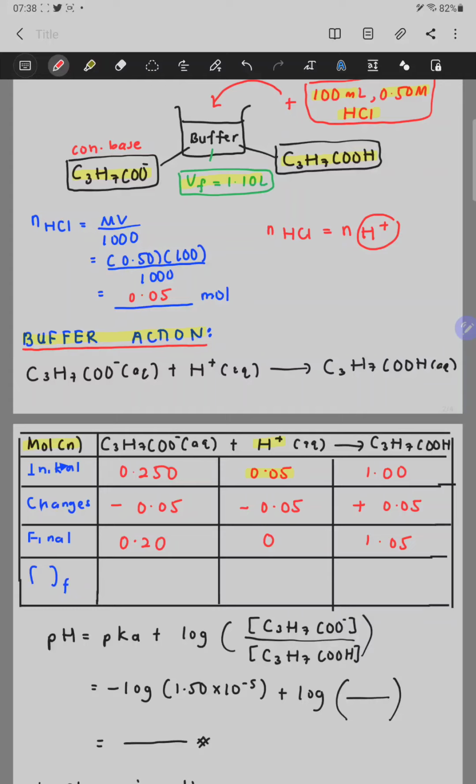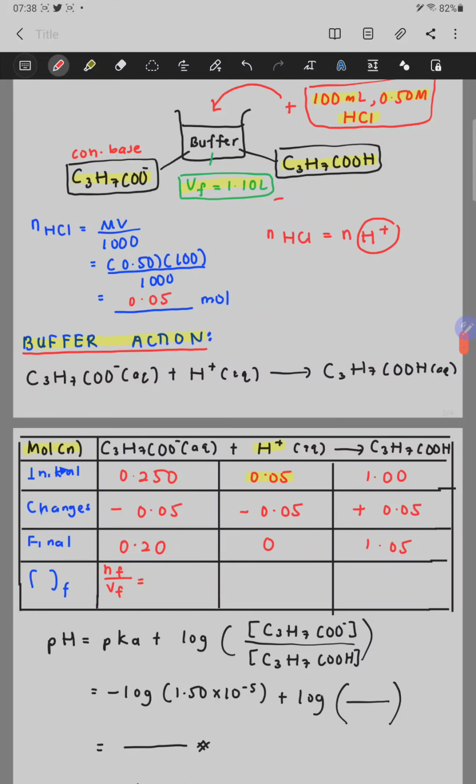So kita kena cari concentration final. So number of mole final over V final. So V final, ingat ini adalah V final of buffer after korang dah add 100 ml of HCl tadi. So will be 1.10 liter. So 0.20 divide with 1.10 liter. So the final concentration is 0.182 molar. Divide with V final. So V final yang kat sini teacher draw.